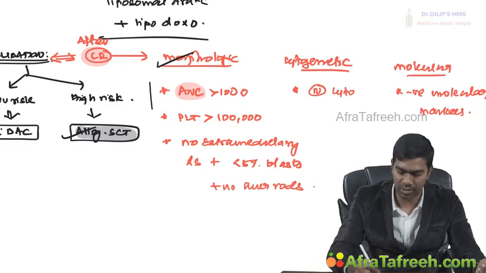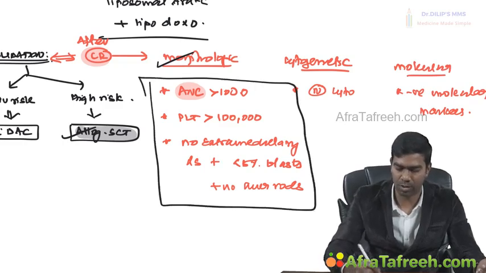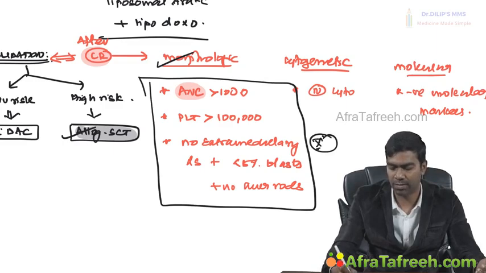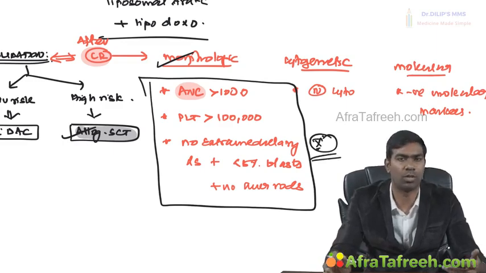This definition is what I would like you to know, because it might be important for exams: ANC, absolute neutrophil count, more than 1000, platelets more than 1 lakh, blasts less than 5% in the marrow, with no Auer rods and no extramedullary disease. So this is the definition of a morphological complete remission.